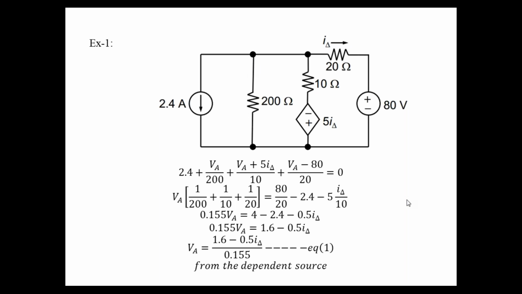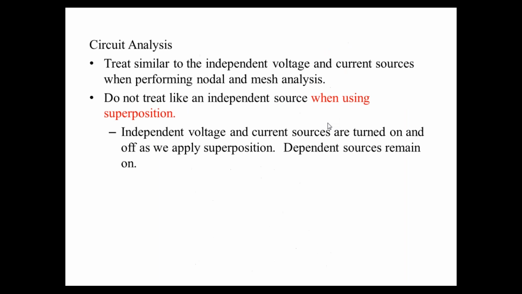Now, in order to solve this single equation, the number of unknowns are VA and I delta. There are two unknown parameters to solve this equation. So this second unknown parameter can be obtained by clearly observing the dependent voltage source here. Now, a dependent voltage source, correct.